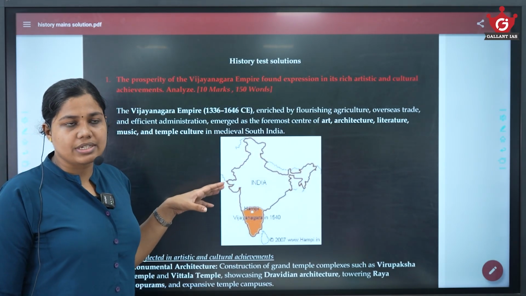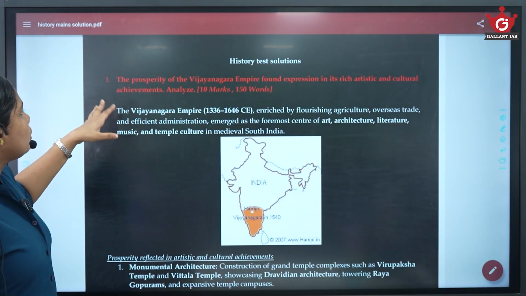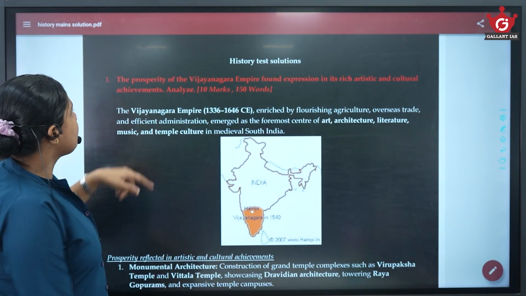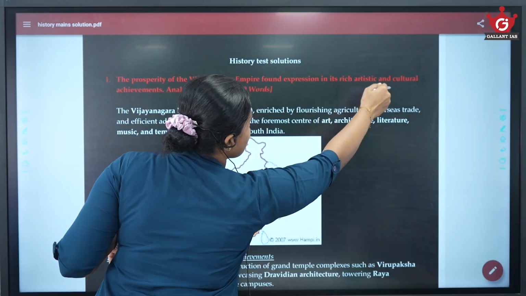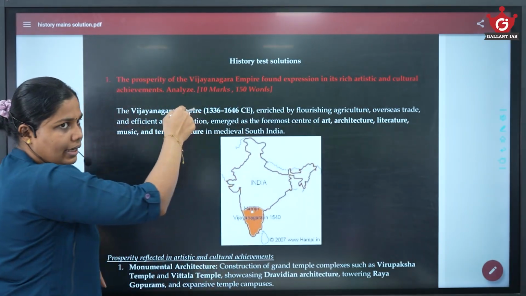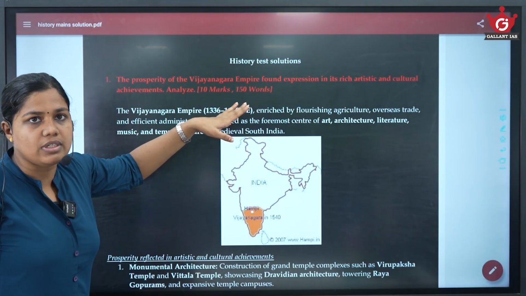Here we are having the discussion of the history test of Gallant IAS. So the first question is, the prosperity of Vijayanagara Empire found expression in its rich artistic and cultural achievements. Analyze. This is a 10-marker question and we have to write an answer in 150 words.